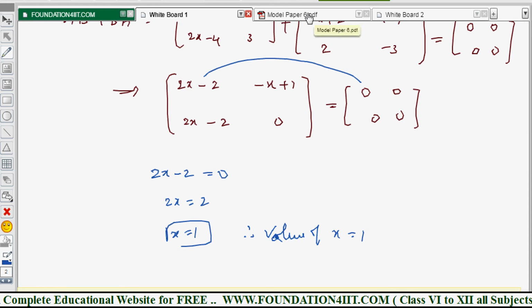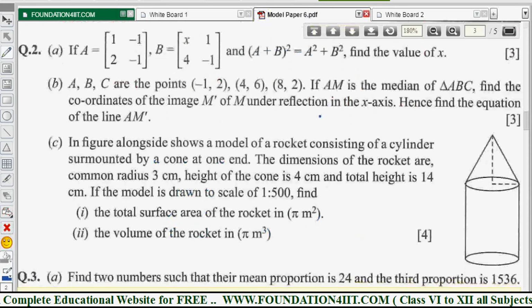And see the next one. A, B, C are the points (-1, 2), (4, 6), (8, 2). If AM is the median of triangle ABC, find the coordinates of the image M' of M under reflection in the x-axis. So here AM is the median. Let us take the given data and solve. Then hence find the equation of AM'. So M' you should find out, and A is already (-1, 2), because AM is the median.